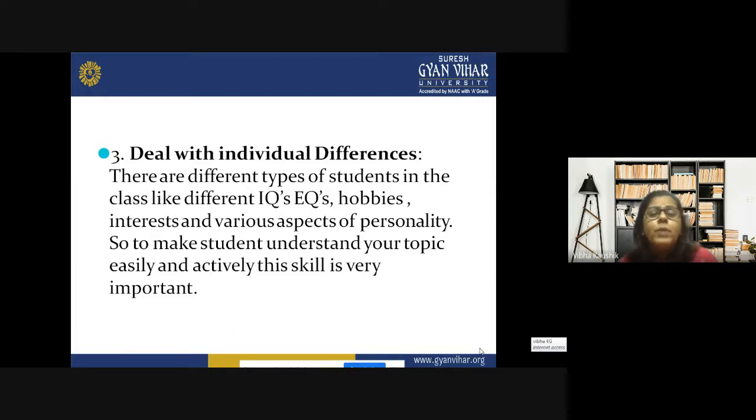So, to make students understand your topic, if you want your students to understand the topic easily and actively, so that they can easily understand what you have taught, actively means they are actively involved. This skill is very important. The skill of dealing with individual differences is very important.